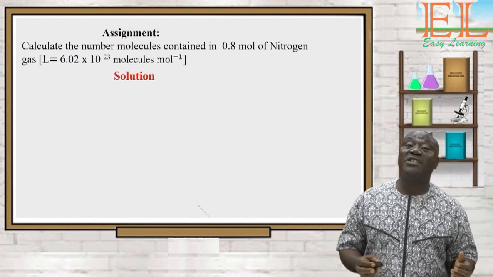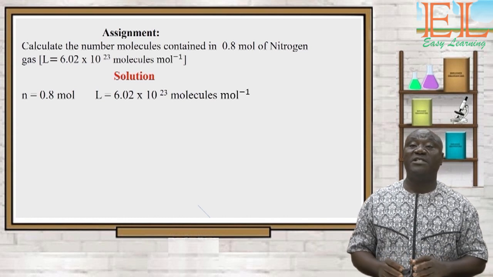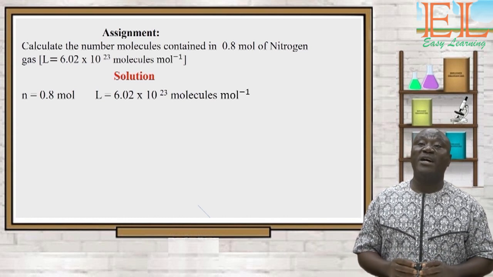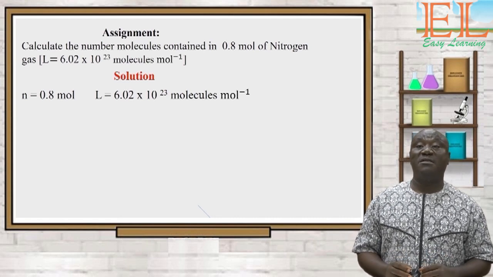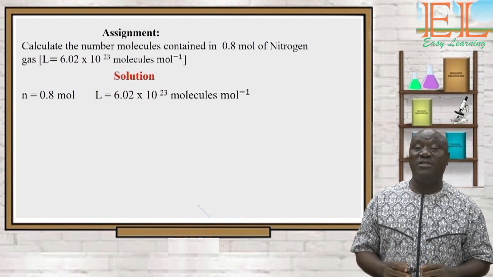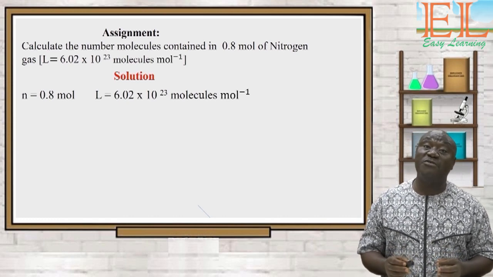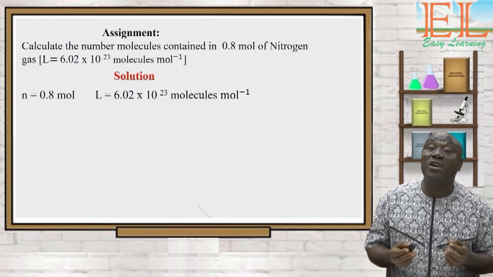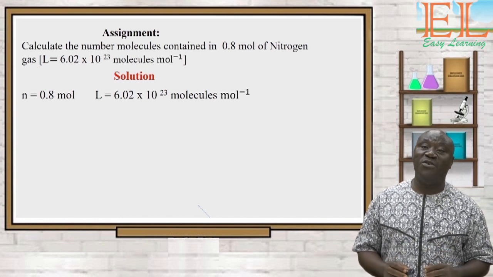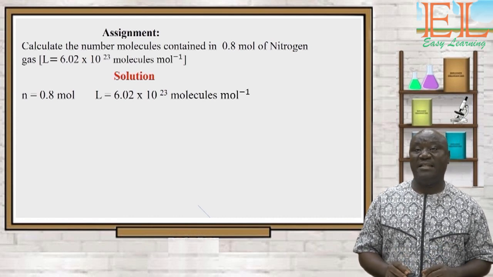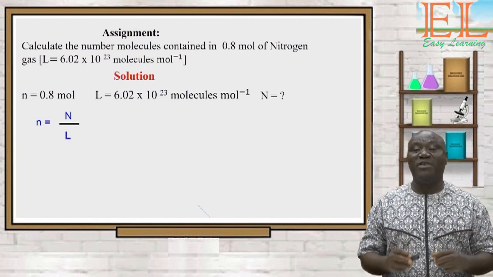Now, using our usual problem-solving strategy, you will see that we were given lowercase n to be 0.8 moles, uppercase L, which is Avogadro's constant, to be 6.02 times 10 raised to the power 23 molecules per mole. And the quantity being sought for is uppercase N. Now, how do we solve this question?